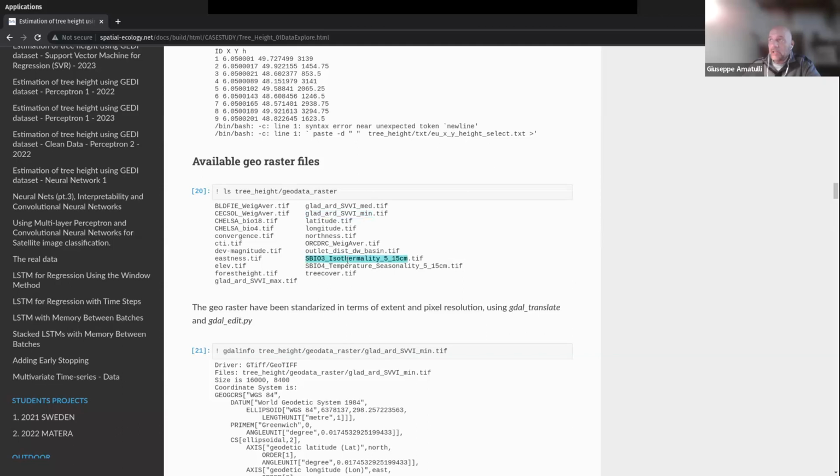Some others are also related to the soil. And that's it. So we have again satellite, geomorphometry features, soil, and also soil temperature, so soil climate, soil, also type of soil. Okay, so this one is the type of soil.